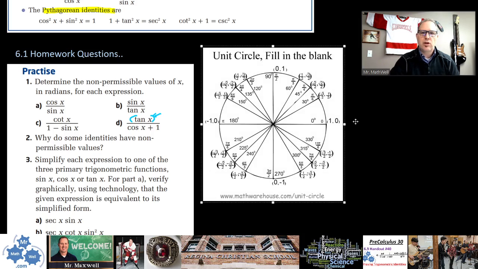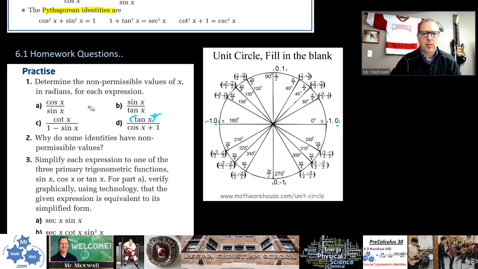All right, so non-permissible values. So for number 1, in radians, obviously sine x can't be 0, so sine x is 0 at 0 and at pi. So 0 and pi, those are two.